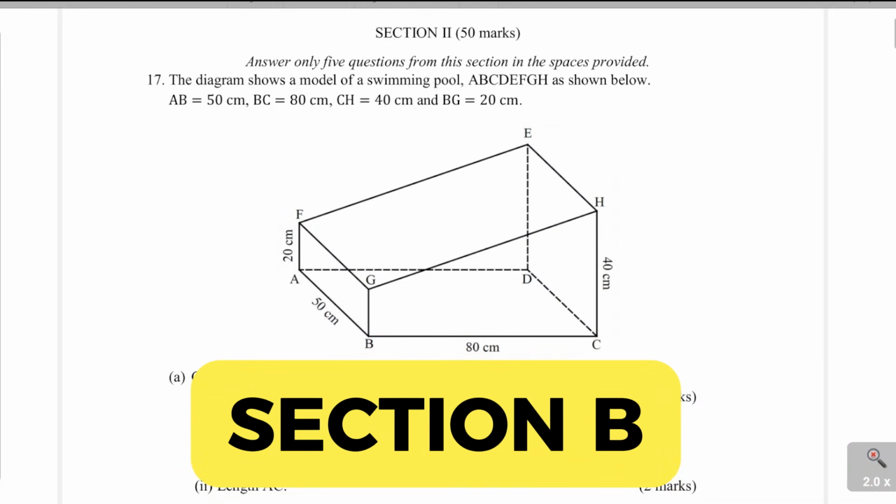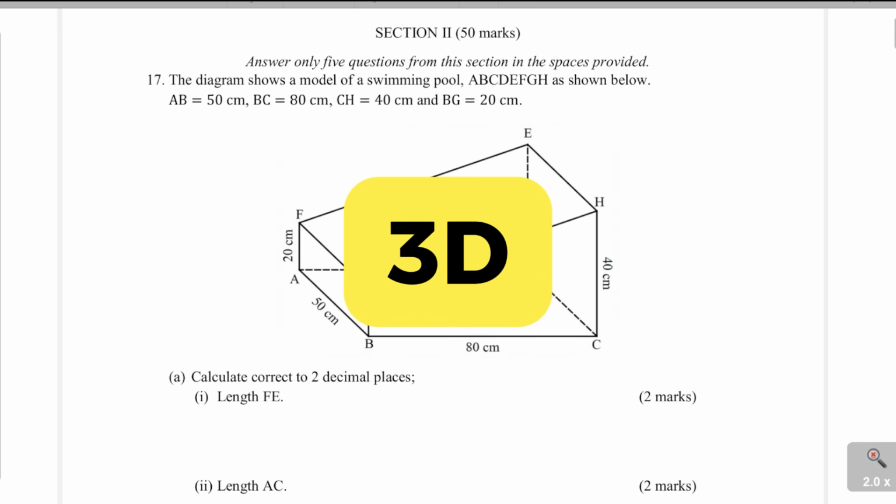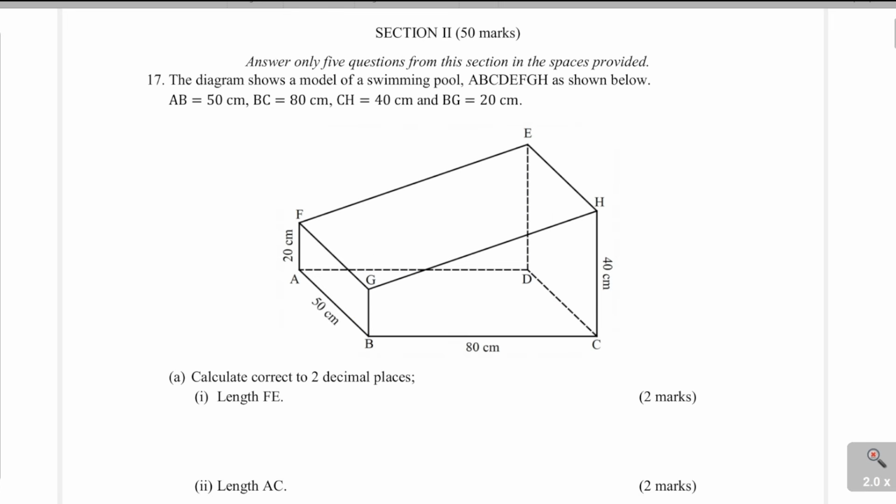We continue with section 2 of this paper, top joint examinations. So question 17 is on three-dimensional geometry. The diagram shows a model of swimming pool A, B, C, D, E, F, G, H as shown below. The measurements are given: AB 50 centimeters, BC 80 centimeters, CH 40 centimeters, and BG is equal to 20 centimeters. So the diagram is there.